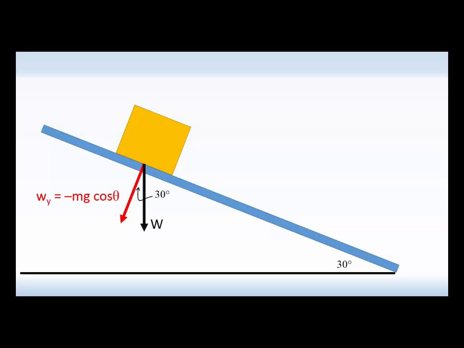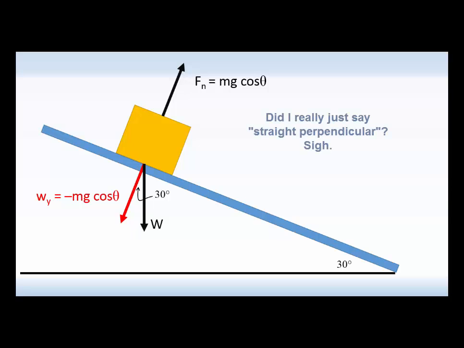Instead, we're going to focus on the vertical component of the weight, which is negative mg cosine theta, negative because it's downward, and therefore the normal force will balance that by being positive mg cosine theta, directed straight perpendicular from the surface of the ramp.